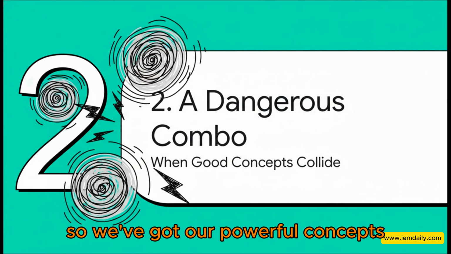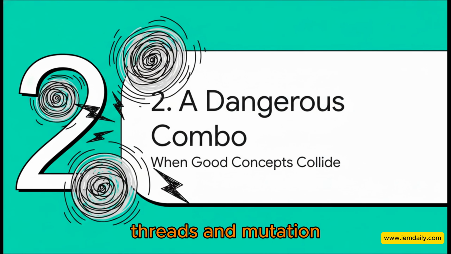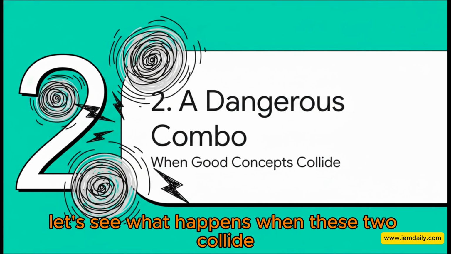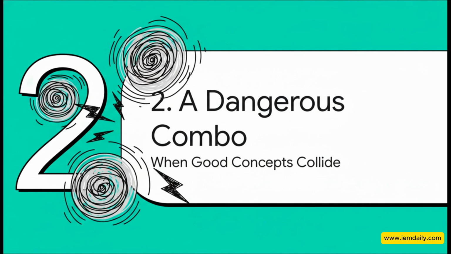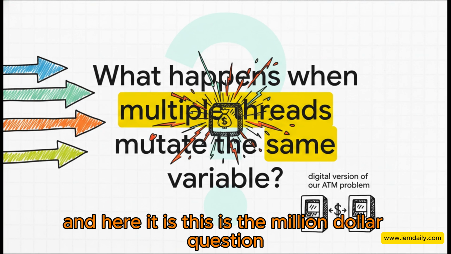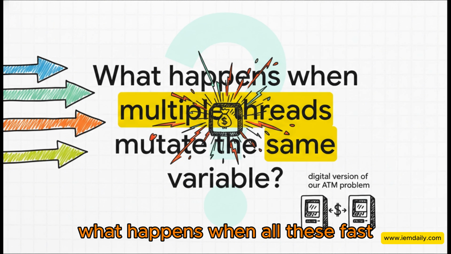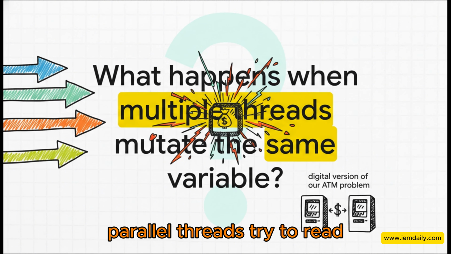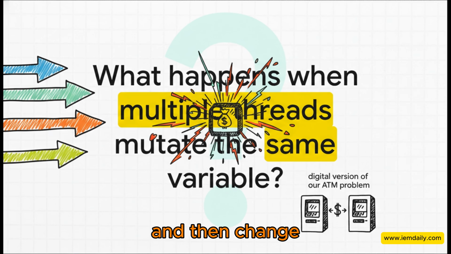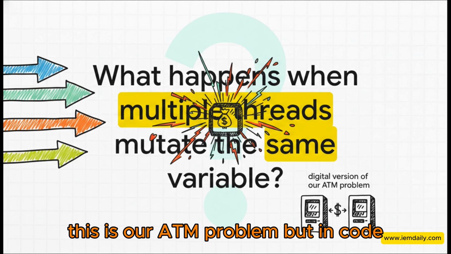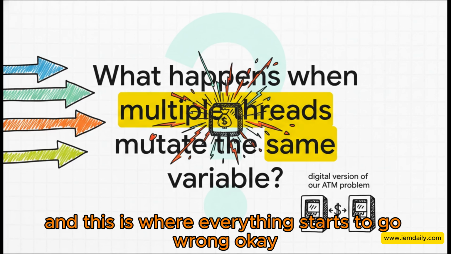So, we've got our powerful concepts, threads and mutation. But this is where our story takes a sharp turn. Let's see what happens when these two collide. And here it is. This is the million-dollar question for this whole explainer. What happens when all these fast parallel threads try to read and then change the exact same variable at the exact same time? This is our ATM problem, but in code. And this is where everything starts to go wrong.